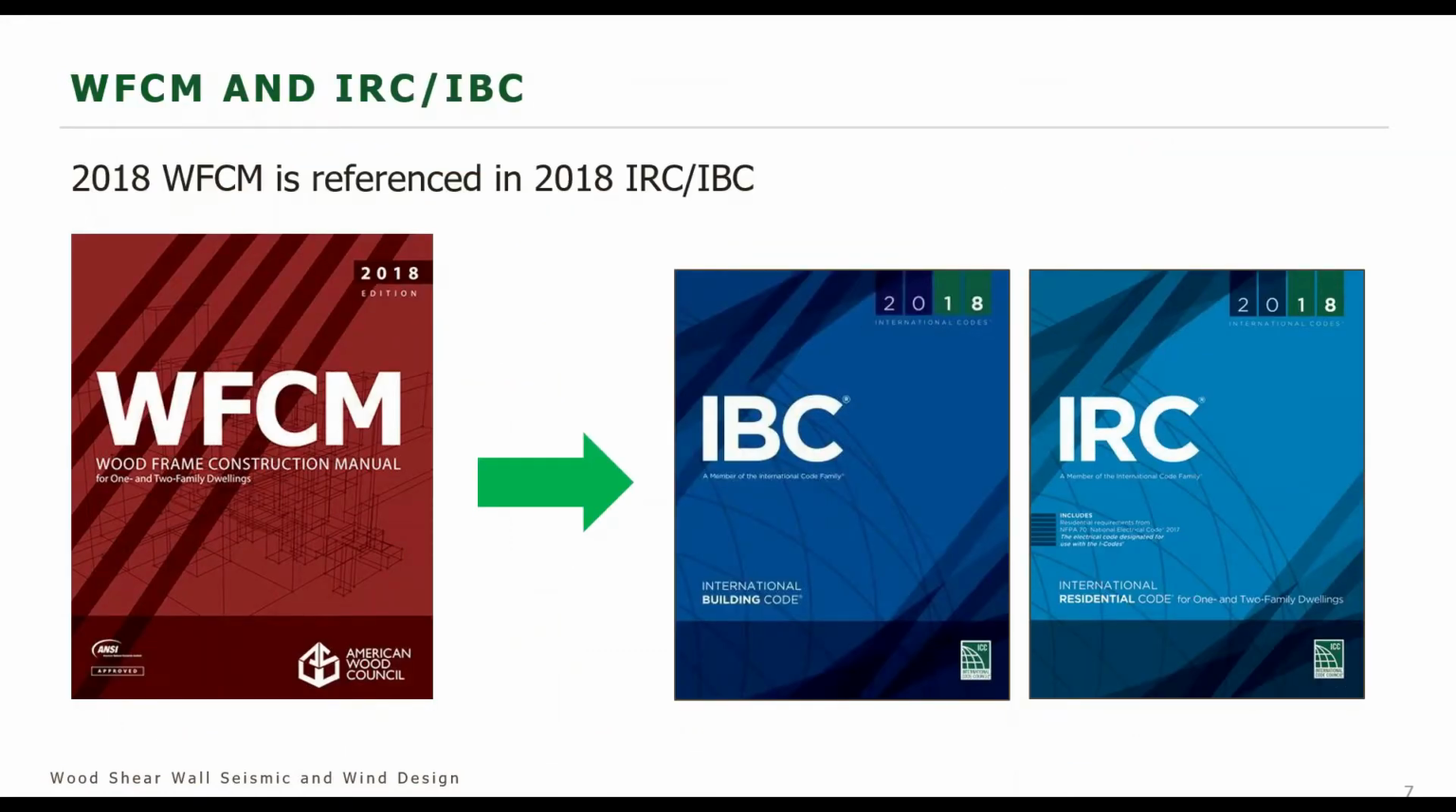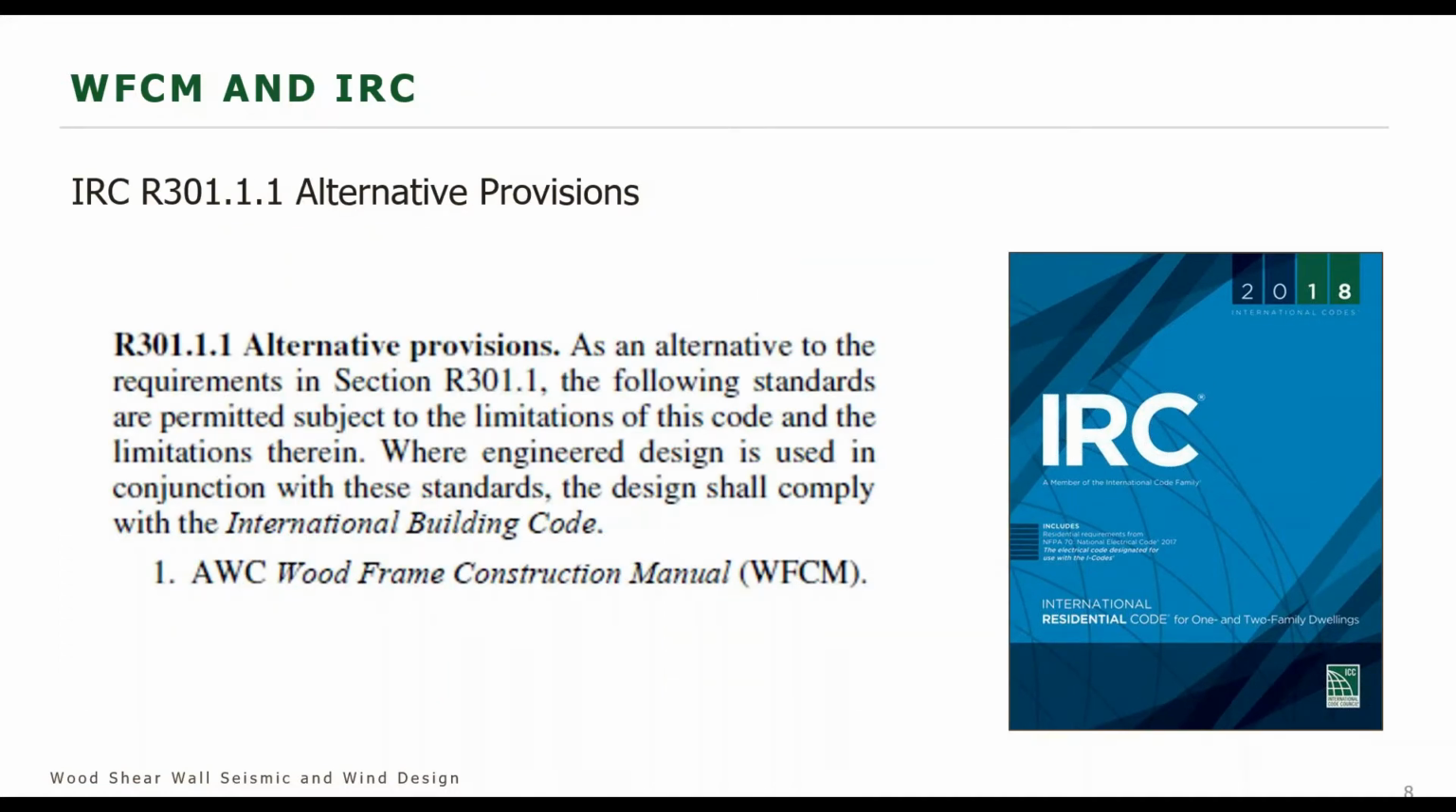So the 2018 Wood Frame Construction Manual for One- and Two-Family Dwellings is the full title of this document, and it is referenced in both the 2018 IRC and IBC. The IRC reference can be found in R301.1.1. So you can see it's referenced by name there, which makes sense as both of those are residential. It has one- and two-family dwellings in the complete title of the document.